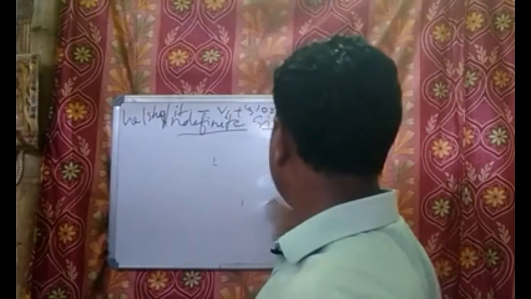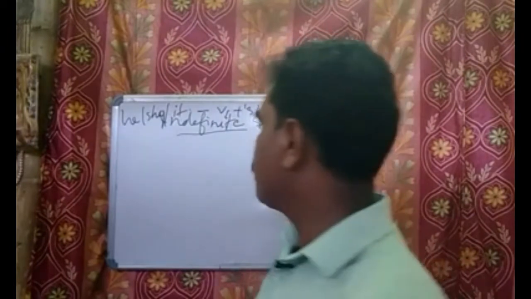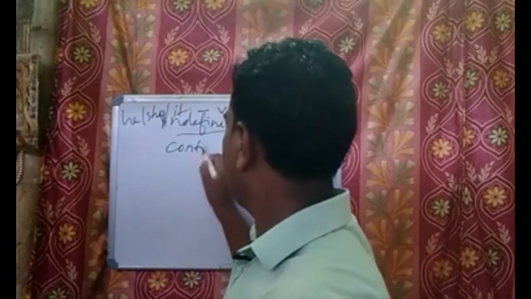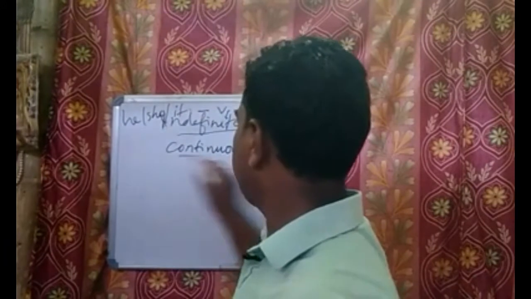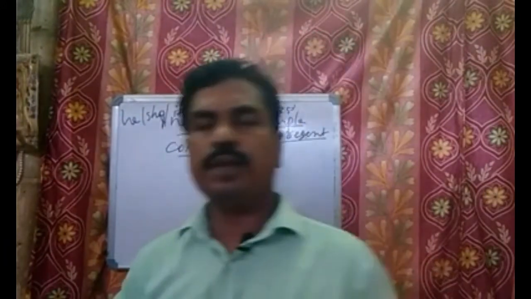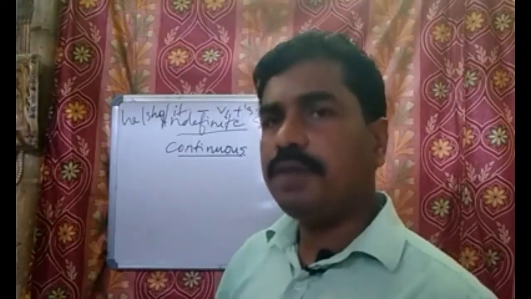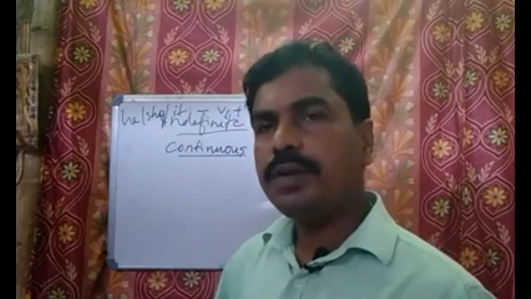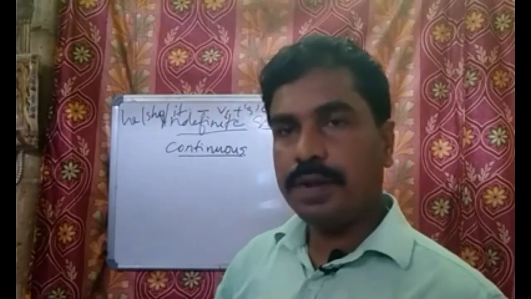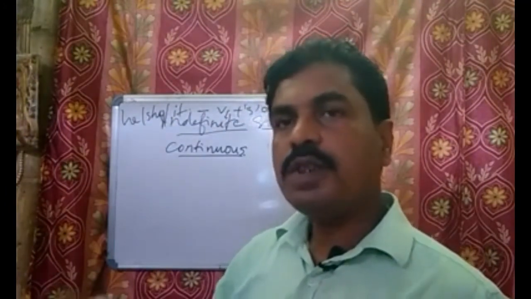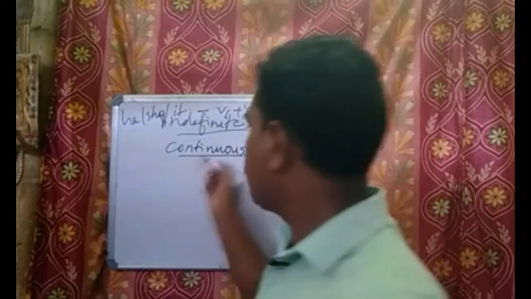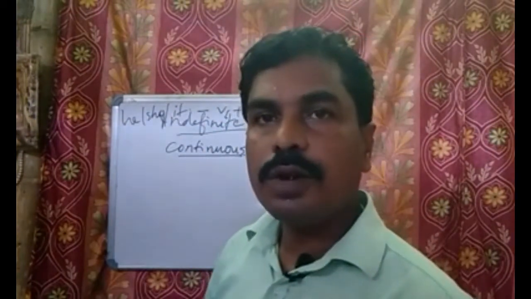Next, we will discuss the present continuous form. Before moving to continuous, let me tell you one thing. Indefinite means the action happened in the present, but when exactly the action happened, that is not mentioned. That is indefinite time. And continuous means the action goes on at the present. It goes on at the time of speaking. That is continuous.